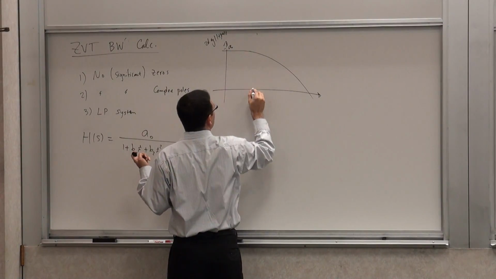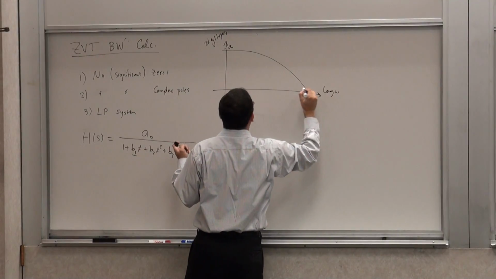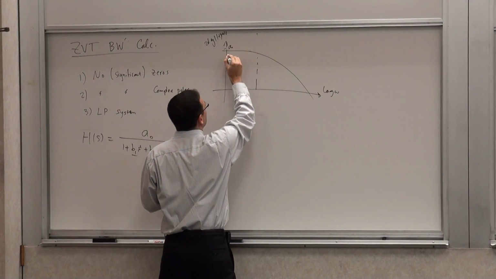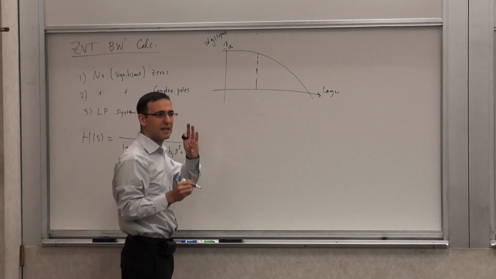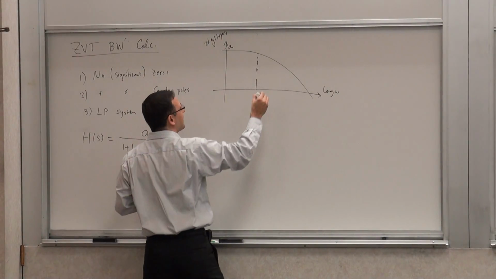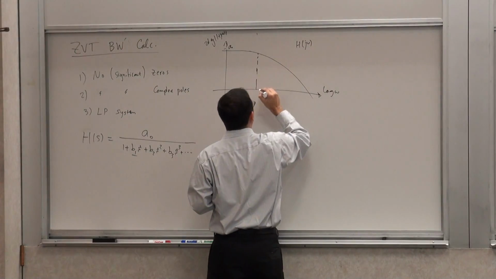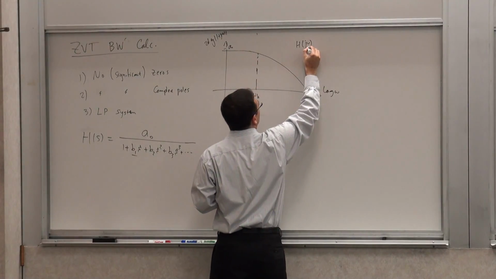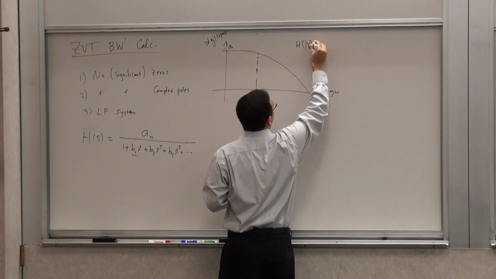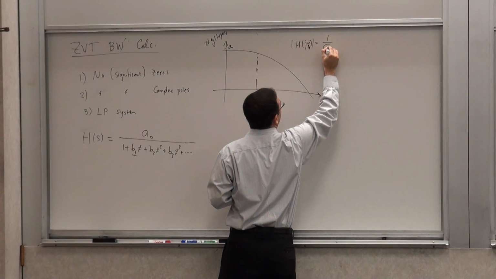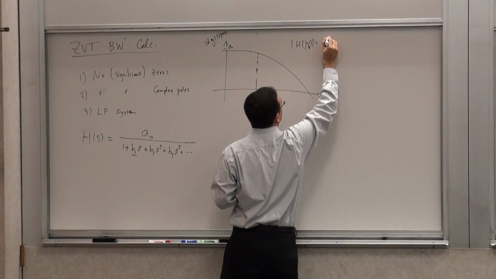20 log of that, obviously, but this is log of omega. I'm interested in my 3 dB bandwidth. Basically, the frequency at which the magnitude of H of j omega, let's call this omega H, is equal to 1 over square root of 2 of A naught.